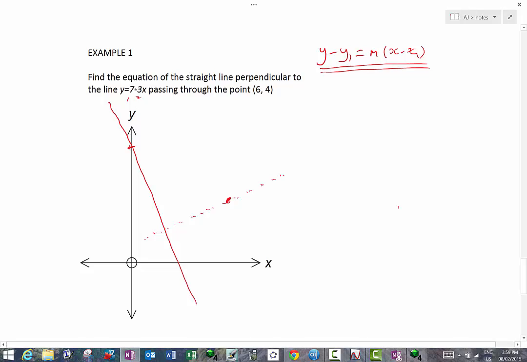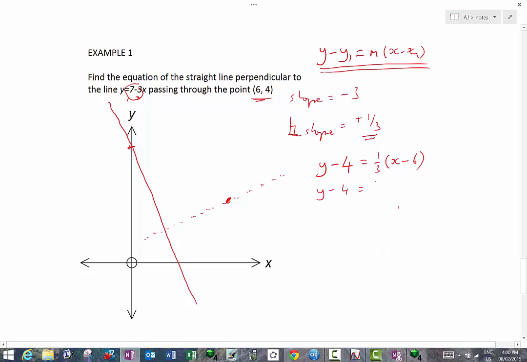So let's look at the original line, 7 minus 3x. As we know, the original slope is minus 3. So a slope perpendicular to this will be the negative reciprocal, not minus 3 over 1, but 1 over 3. Now that we know the point and the slope, we can put it into the equation. y minus the y coordinate 4 is equal to 1/3 times (x minus the x coordinate 6).